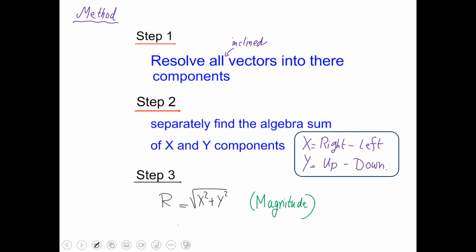Now I'm showing the steps first. So we'll discuss this method. This is a bit longer method, so we need steps to remember. Step 1, resolve all inclined vectors into their components. Step 2, separately find the algebraic sum of x and y components. Step 3, use this formula for magnitude. You have to copy this screen.